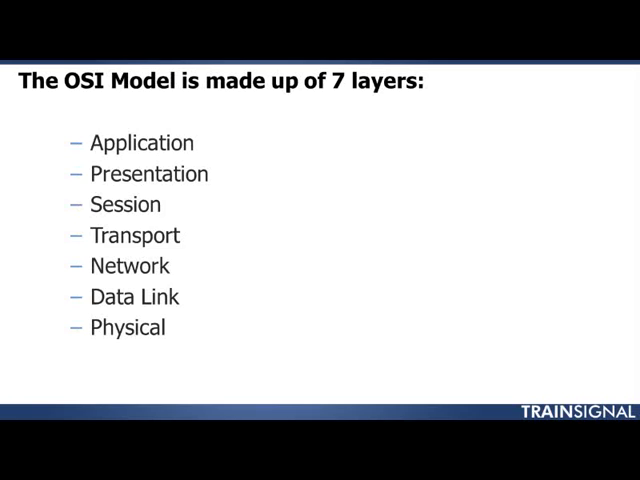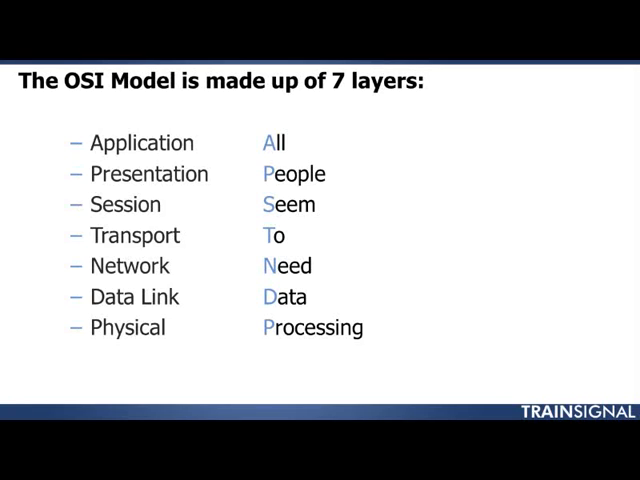What we need to do is start off with just the first letters, okay, A, P, S, T, N, D, P, and then put some kind of a catchy saying that goes along with it so that we can remember those letters. And the most common one, and one of the original sayings that was out there, was: all people seem to need data processing.